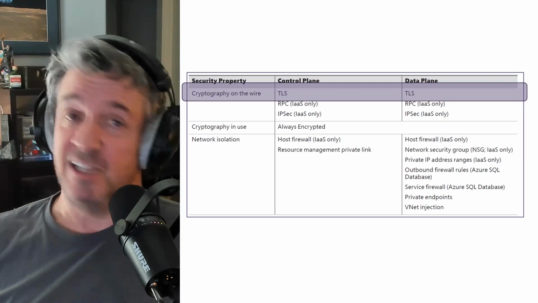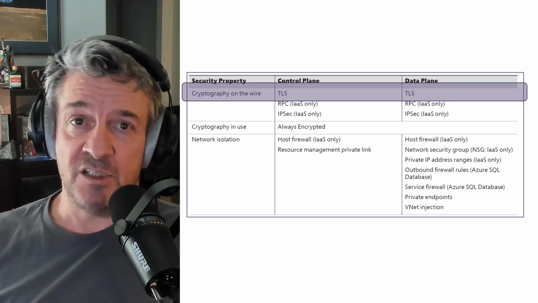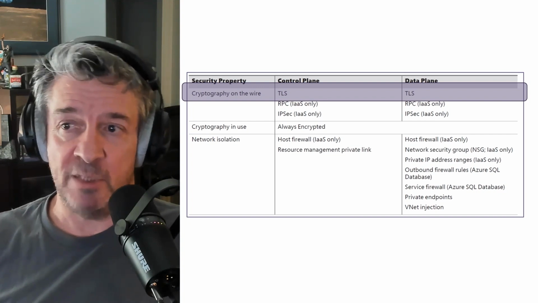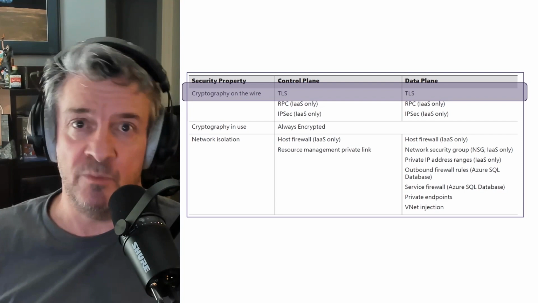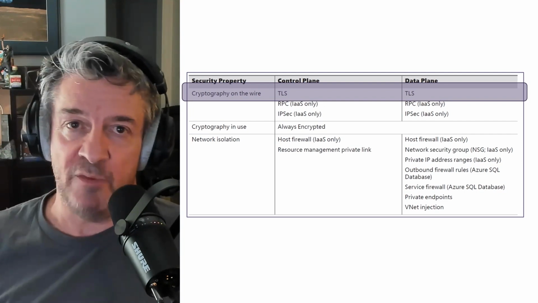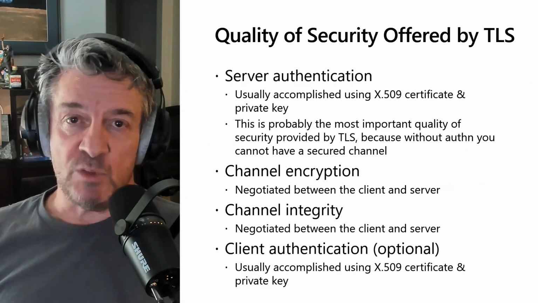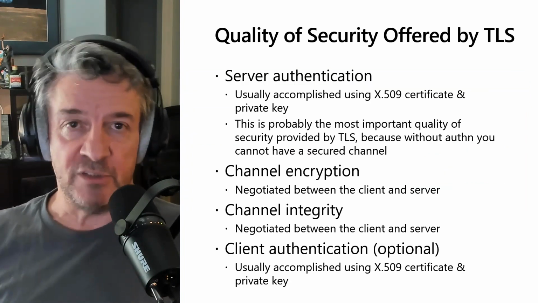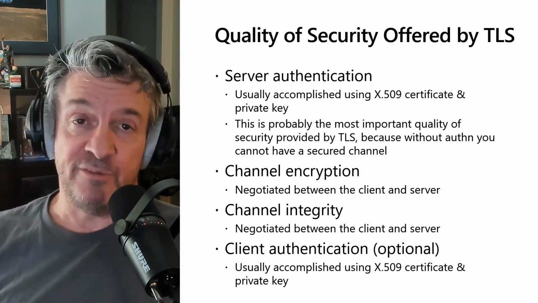It's basically just TLS. I mean, yes, you could use SSH, secure shell, but honestly, I've yet to come across a deployment of SSH that's actually been secure. That's a whole discussion for another day. So TLS is always the preferred way of doing cryptography on the wire. The quality of security services offered by TLS, there are 4 of them. 3 are there by default, and the 4th is optional.